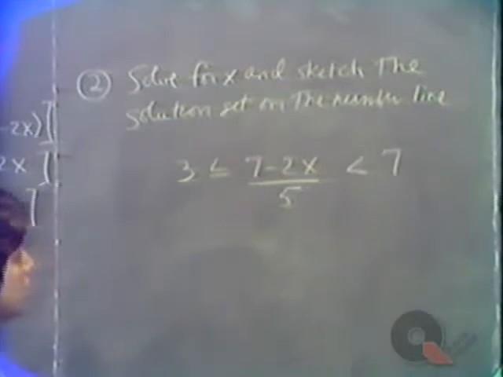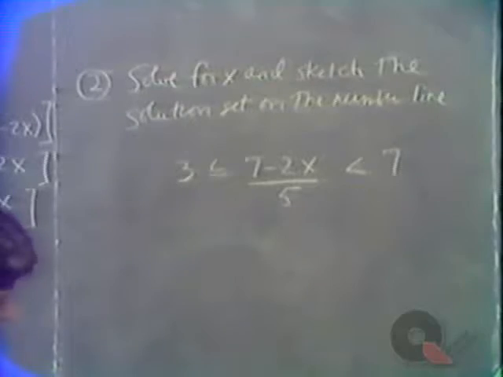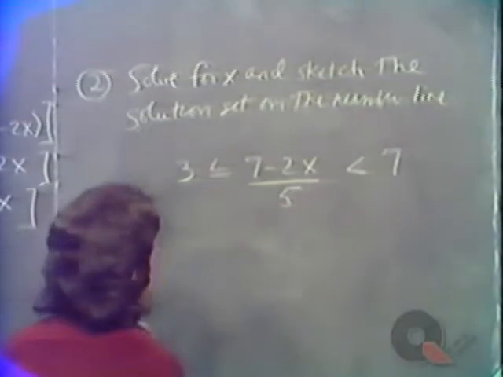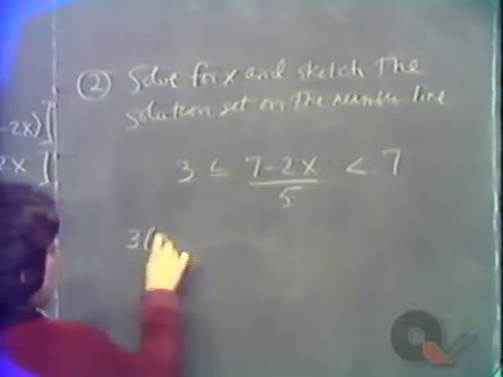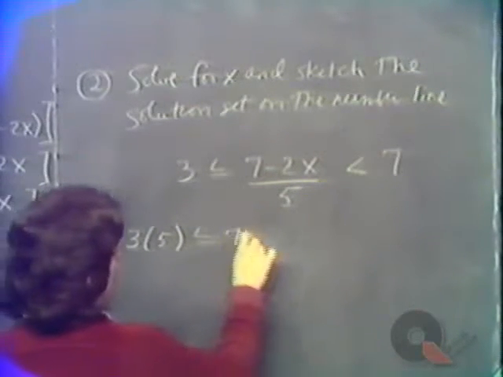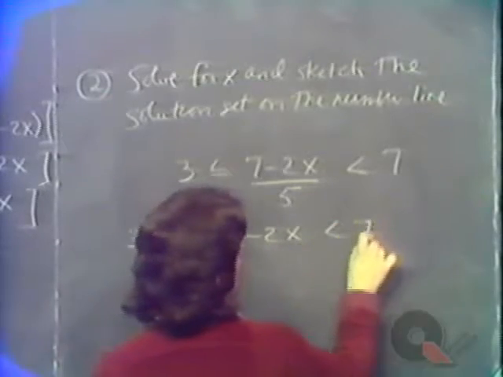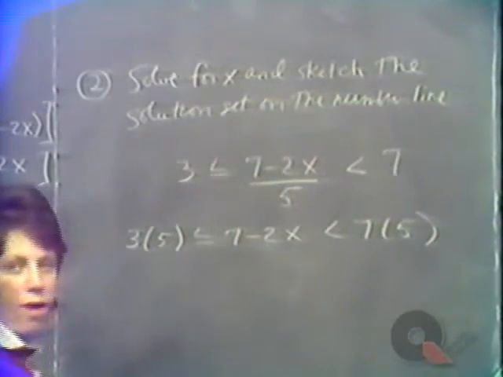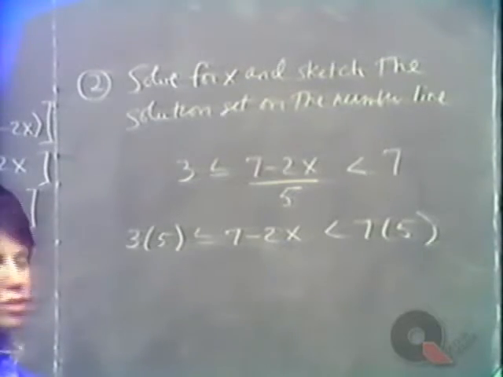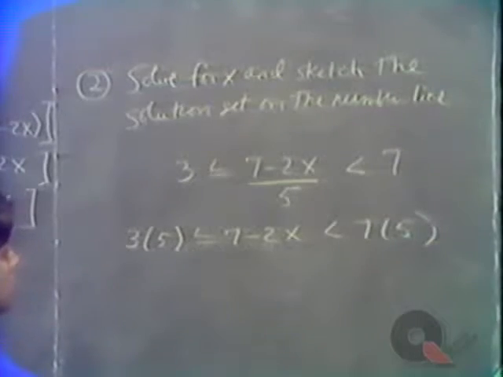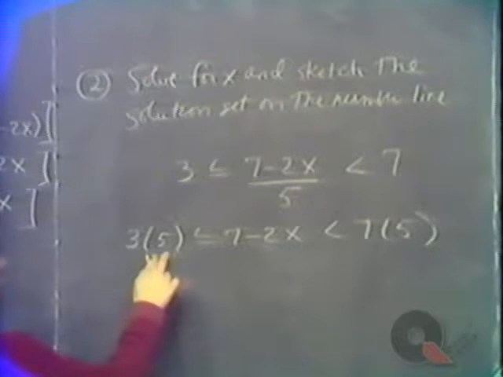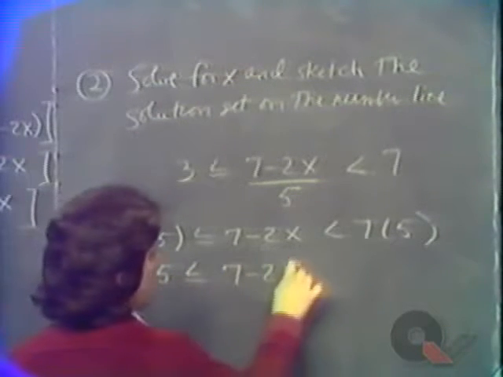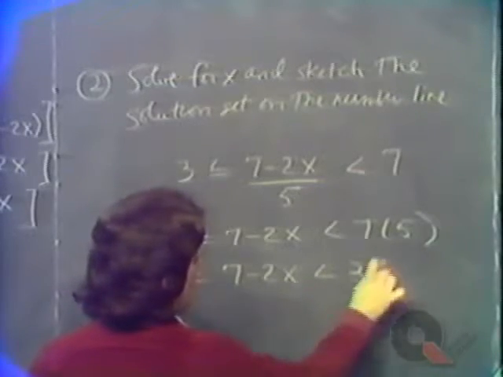I'd like to start here by getting rid of fractions, and I'm going to multiply all parts of the inequality by 5, a positive number, so that's okay, giving me 3 times 5 less than or equal to 7 minus 2x less than 7 times 5. Multiplied each part of the inequality by 5, and of course maintained the same direction, since I was multiplying by a positive number. 3 times 5, that's 15, less than or equal to 7 minus 2x less than 35.